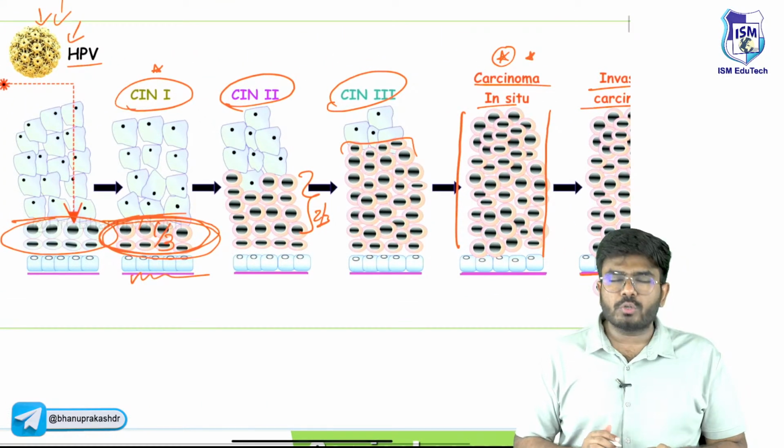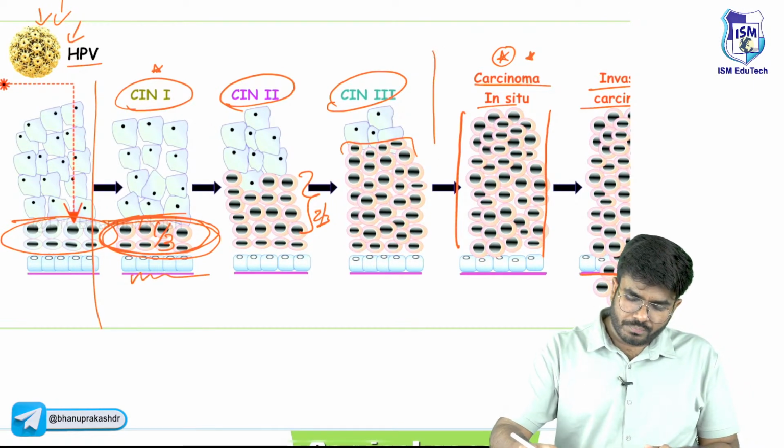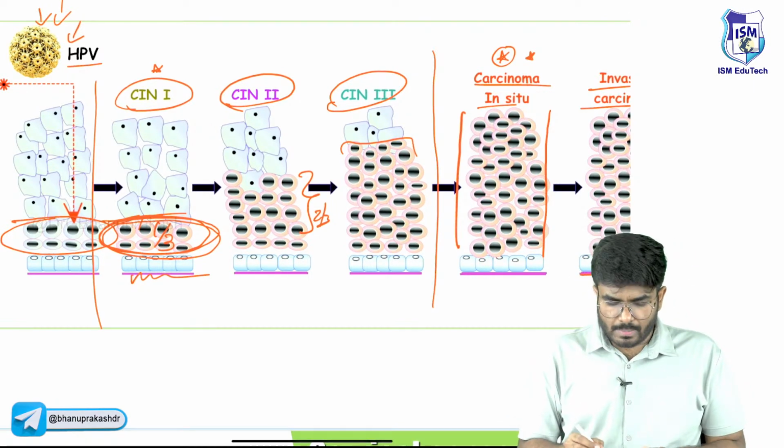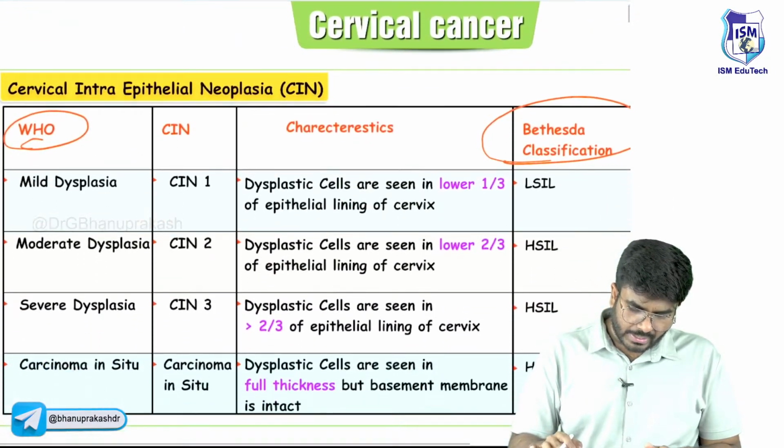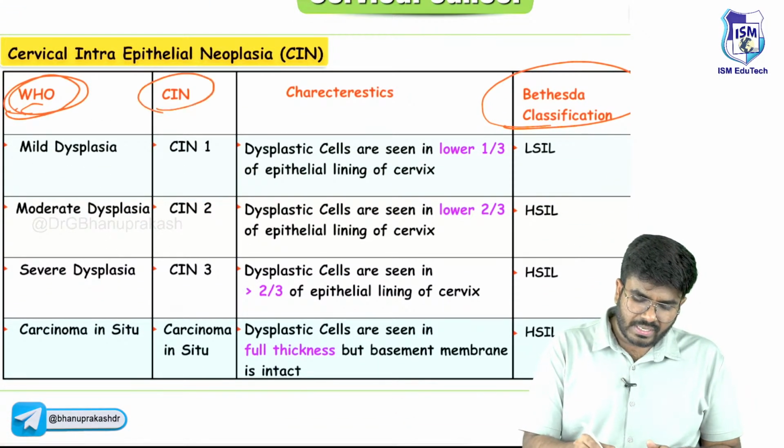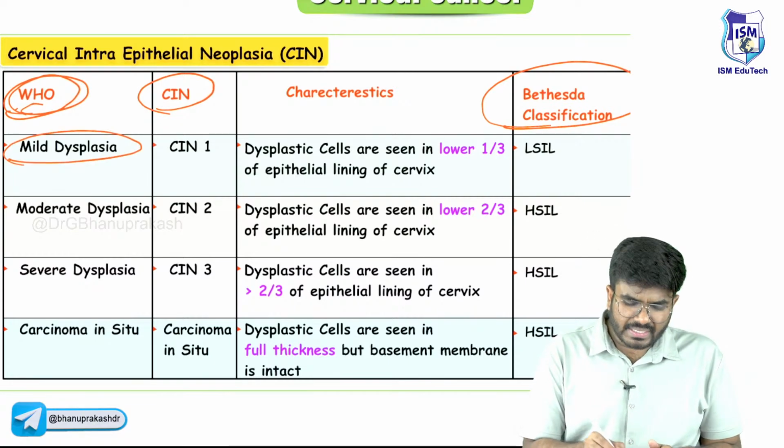So at the end of the day, what I want to put into your mind is, according to the WHO, CIN is classified into 3 types: mild, moderate, severe. What are they? Mild dysplasia.